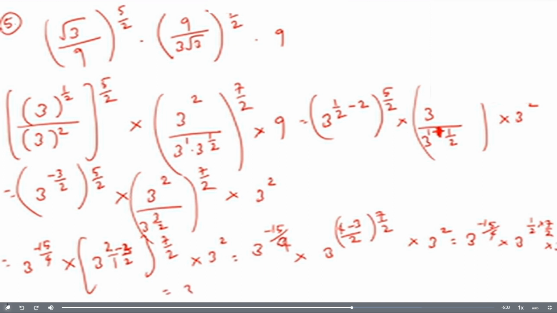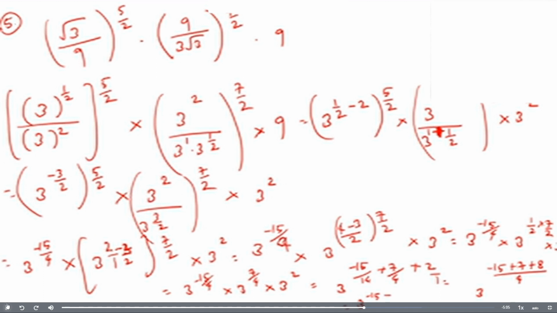That is 3 to the power minus 15 by 4, into 3 to the power 7 by 4, into 3 square. Common base is there, so add all the powers: minus 15 by 4 plus 7 by 4 plus 2. You take the LCM here, 4 is the LCM: minus 15 plus 7 plus 8, since 2 fours are 8. This is equal to 3 to the power (minus 15 plus 15) by 4, which is 3 to the power 0 by 4, which is 3 to the power 0, which is 1.